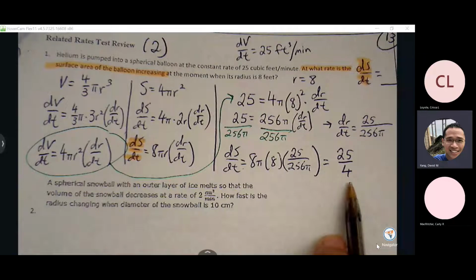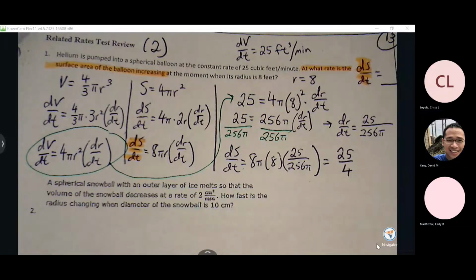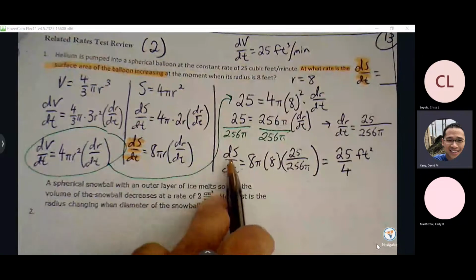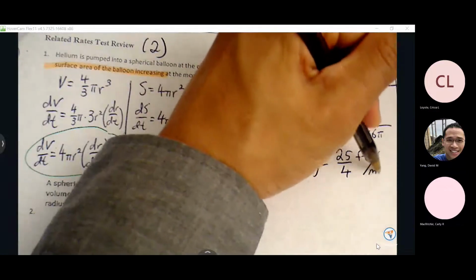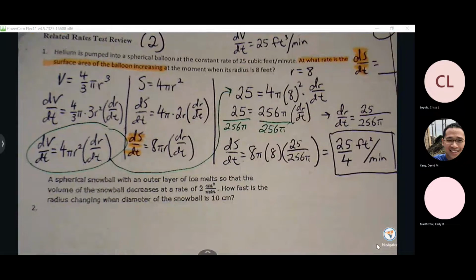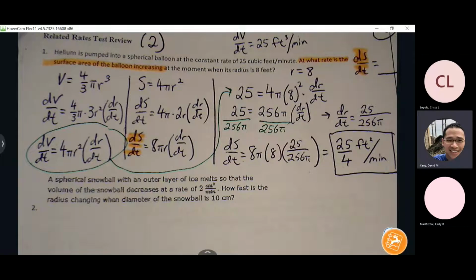What's our unit of measure? It would be surface area, so square feet, feet squared per minute. Okay, good. Square feet, because we're talking about surface area. Time is minutes. Okay, number 2 is similar. Let's go to number 3.